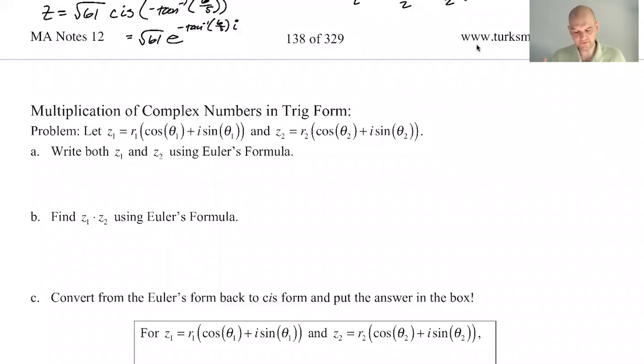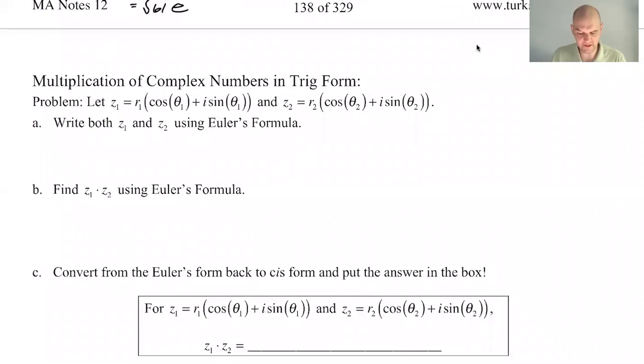All right, we're back. We are on page 139. We're talking about complex numbers in trig form, and they relate complex numbers and trigonometry, and that's really great for us because we're learning a lot about trigonometry. So let's see if we can figure out how to multiply numbers that are in trig form.